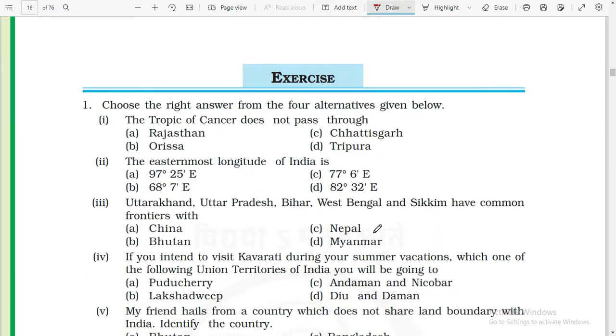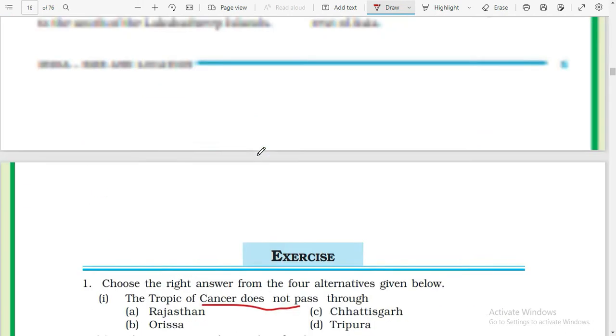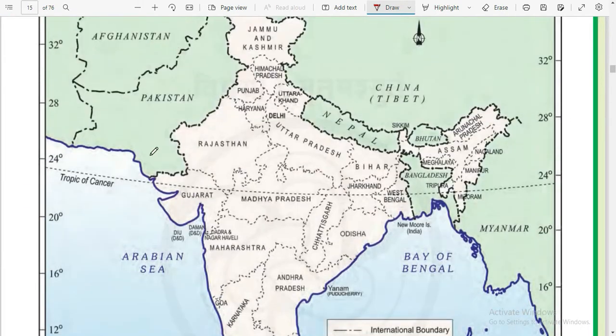So here you will see the answers. Choose the right answer from the four alternatives. The Tropic of Cancer does not pass through... So here the question is, it does not pass through, they have given. So we will see the map. So this is the Tropic of Cancer. Okay, there is the line.